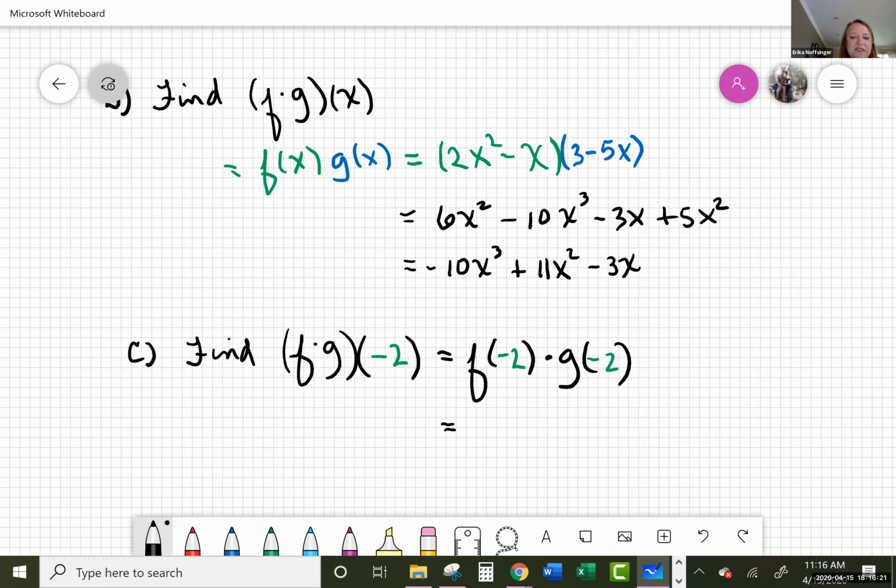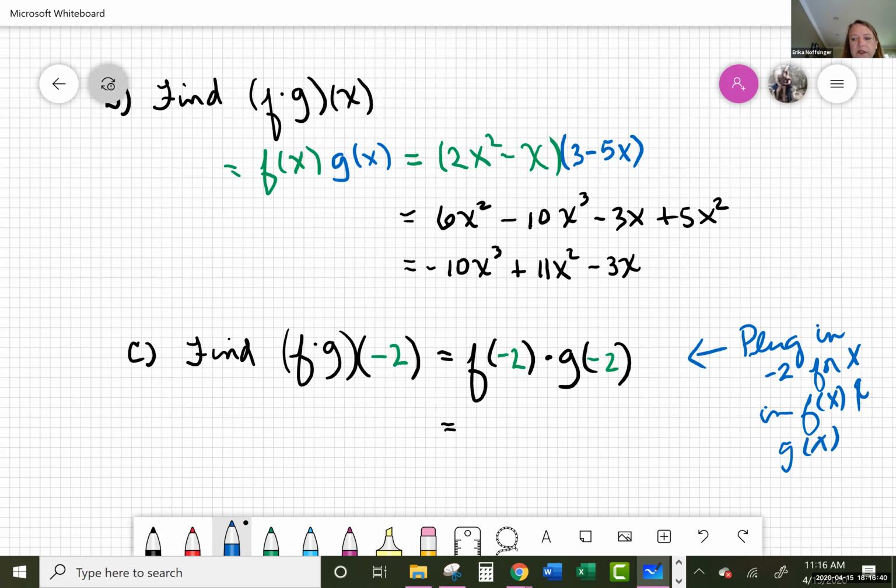So f of negative 2, basically all that's telling me to do is plug in negative 2 where you see an x in f of x and g of x, then multiply the results.